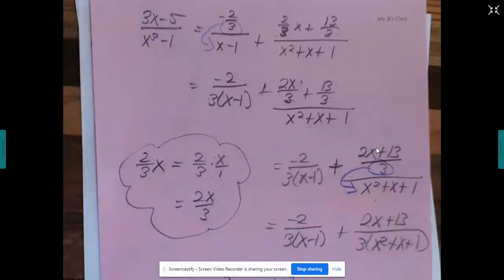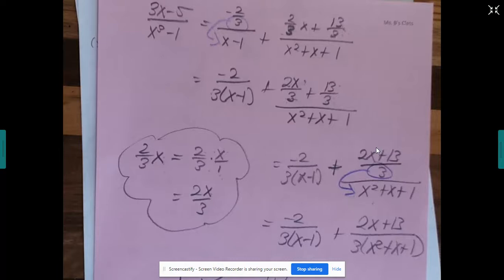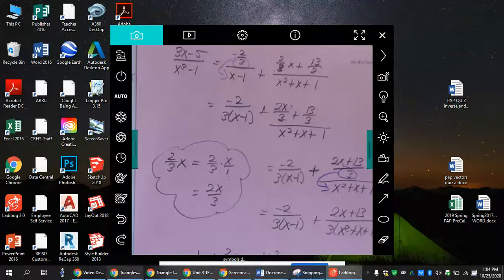Just pause this if you need to look at it for a second. And we are done with this little review of partial fraction decomposition.